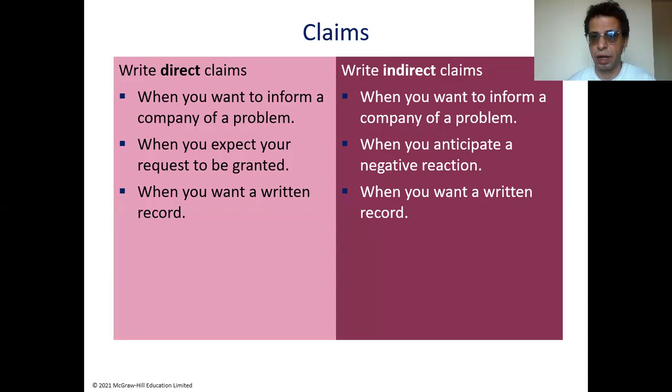When you're doing a claim, when can you write a direct claim and when can you write an indirect claim? You write a claim when you want to inform a company of a problem. You can do it directly or indirectly, that's fine. But when you expect your request to be granted, then you can do it directly. When you are anticipating a negative reaction, you can do it indirectly. When you want a written record, you can do it directly or indirectly from the other side.